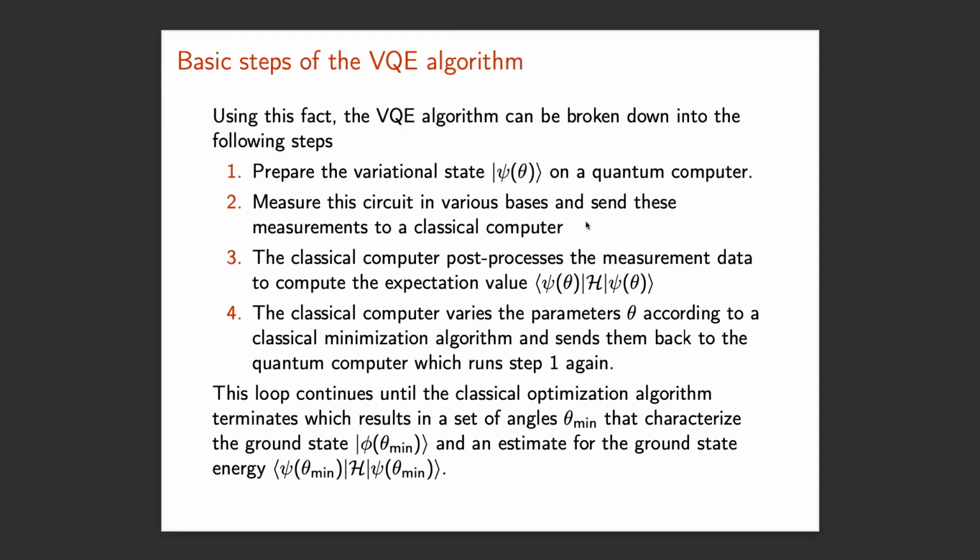So this loop actually continues till your gradients are 0, which is the ideal case. And when you have that, you have a set of angles, the optimal ones, and they characterize the ground state. And then you have an estimate for the ground state energy. So you would prepare the qubits on a quantum computer. You would perform operations on it, but the optimization part is run classically. And then when you have these, you perform a measurement on the quantum computer.